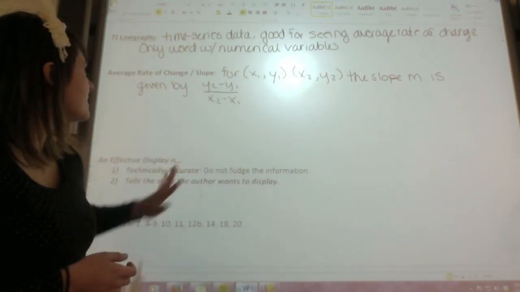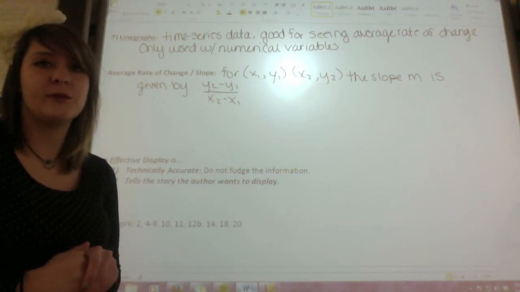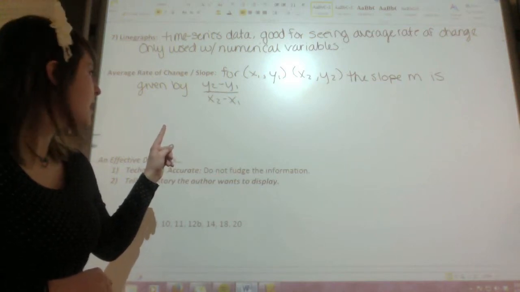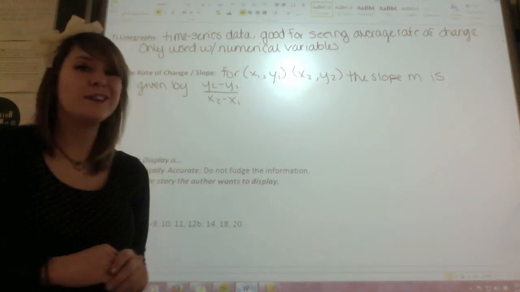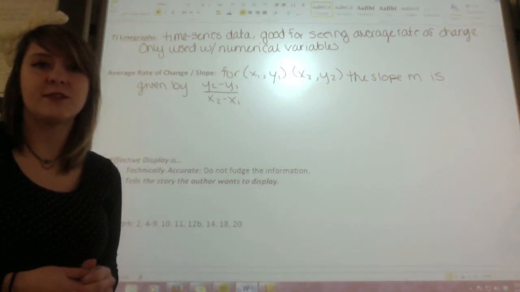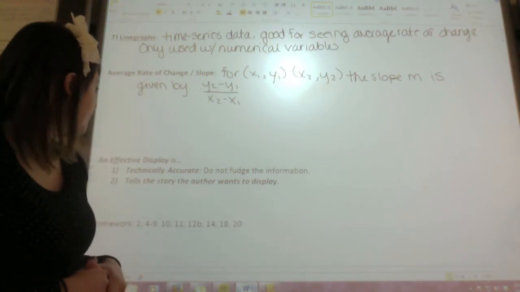Last thing on here is the average rate of change, or the slope. So just remember that your slope formula is y2 minus y1 over x2 minus x1, and that's if you have 2 points. So you can plug that into the slope formula. Also, if you're just looking at a graph, the slope is just the change in y over the change in x. Okay?